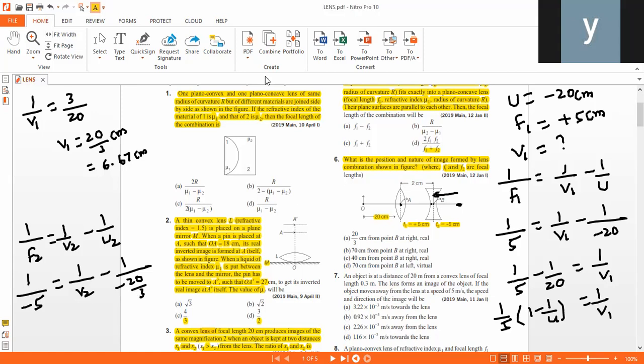Now minus 1 by 5 equals 1 by v2 plus 1 by 20 by 3. So 1 by v2 equals minus 1 by 5 minus 3 by 20. LCM will be 20, minus 4 minus 3. So v2 equals minus 20 by 7.